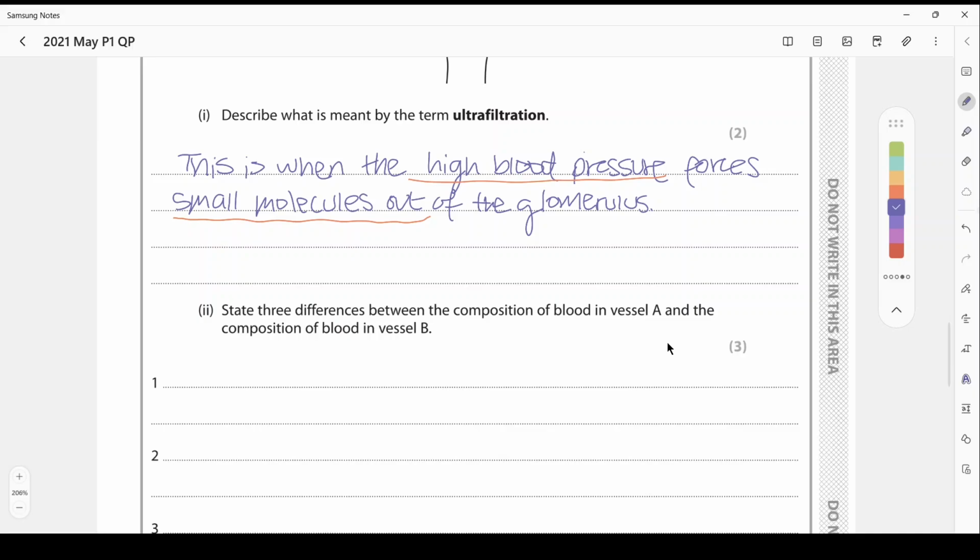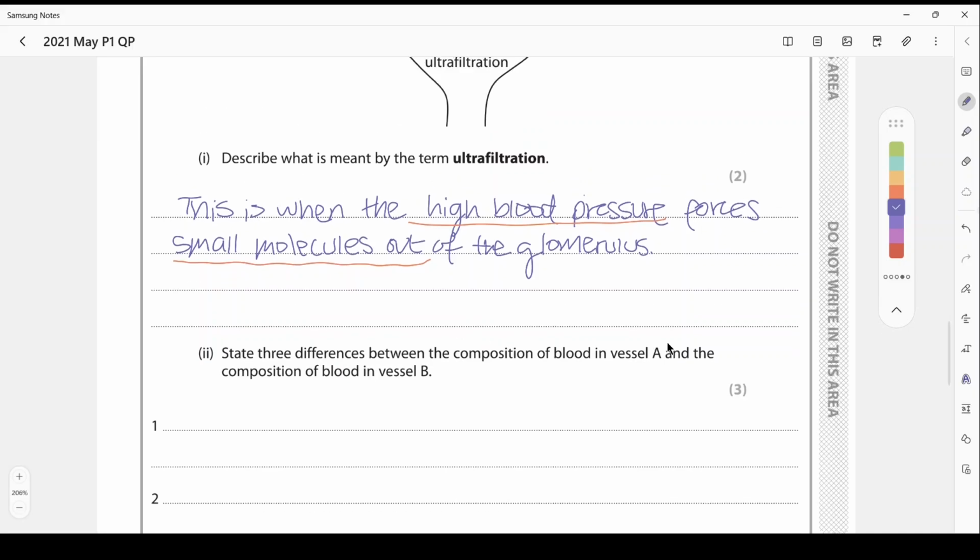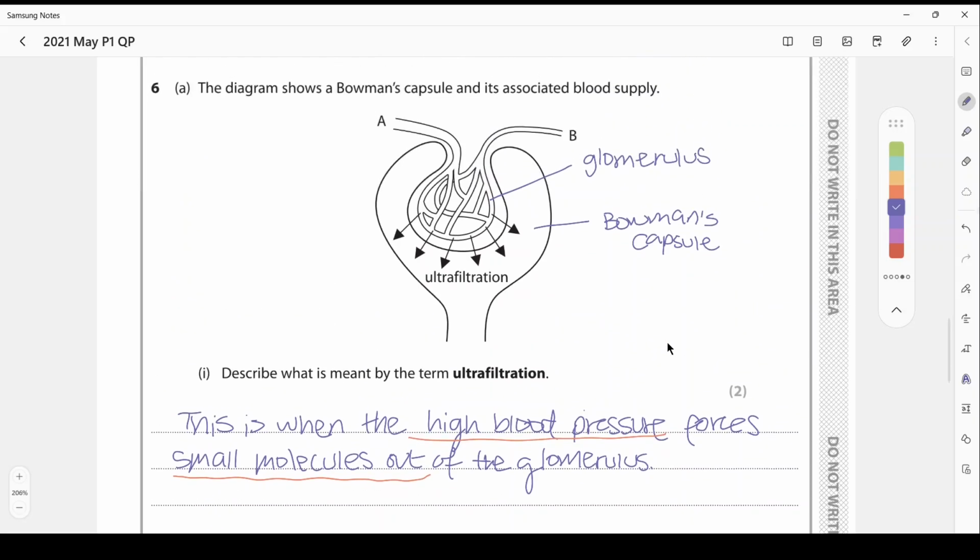State 3 differences between the composition of blood in vessel A and the composition of blood in vessel B. If we scroll back up, this is what we see. Blood vessel A has a much larger lumen than blood vessel B. So that's important to build high blood pressure. So I'm going to draw out a diagram here. Imagine if you had a hose or a pipe, and then it gets narrower towards the end. Imagine the blood is flowing this way. Because it's getting narrower and narrower, it creates a lot of high blood pressure around here.